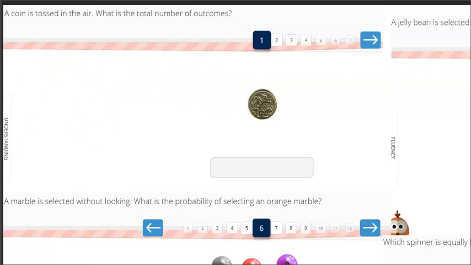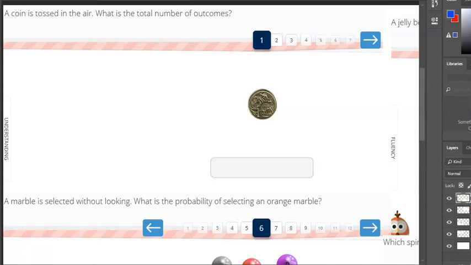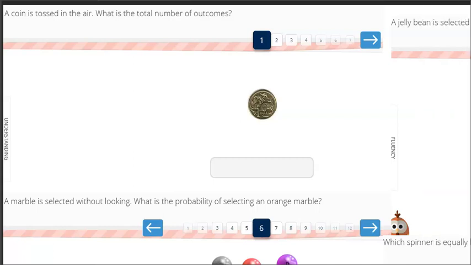So the first question that we have here is a coin is tossed in the air. What is the total number of outcomes? So in other words, an outcome is just what ways can this coin land on? And there's heads and tails. If you're all familiar with a coin, 2 sides. So when it says what the number of outcomes are, well, in this case, there are 2 outcomes. So you would just answer this as 2.